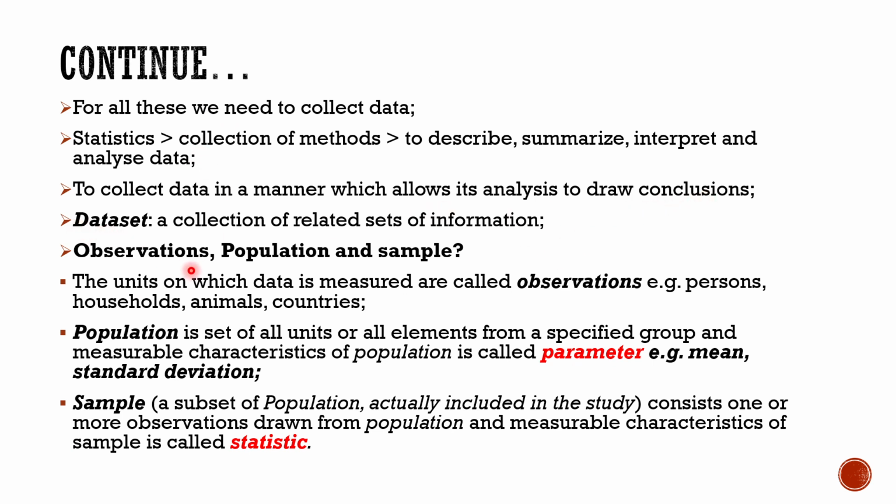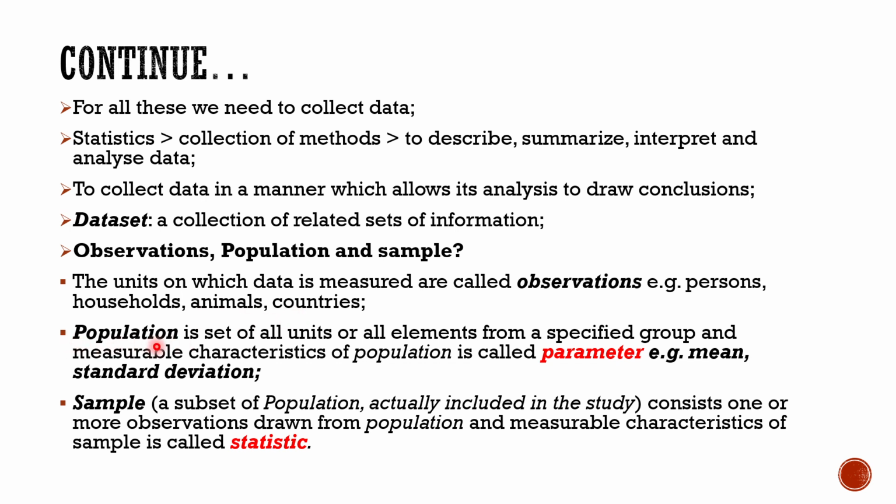Now, what are observation, population, and sample? What is the basic difference between these three basic terminologies of statistics? The first one is observation. The units on which data is measured are called observations. If you are going for the socioeconomic condition of persons, then your unit of observation would be a person. If you are asking on a household basis, then your unit of observation may be the household. If you're going for an animal census, then your unit of observation would be animals, countries, and so on.